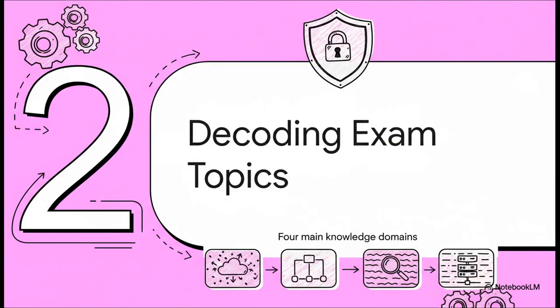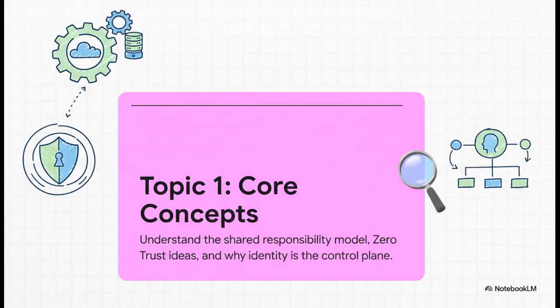Okay, so let's get into the nitty-gritty. What are they actually going to ask you about? The exam is neatly broken down into 4 main areas, and they all build on each other. First up, you've got the core concepts. This is all about the big ideas that everything else is built on. You absolutely need to get your head around things like the shared responsibility model, what's your job versus what's Microsoft's job, and the super important principle of zero trust. This really sets the stage for everything that follows.